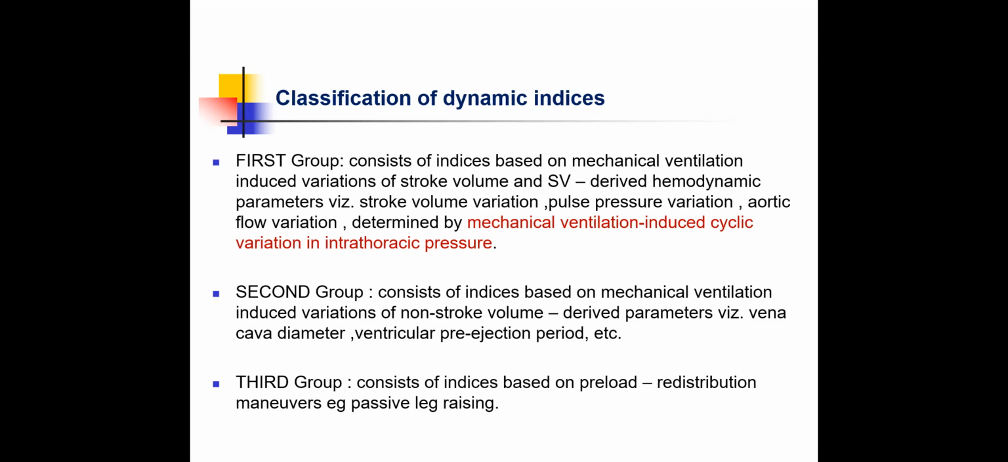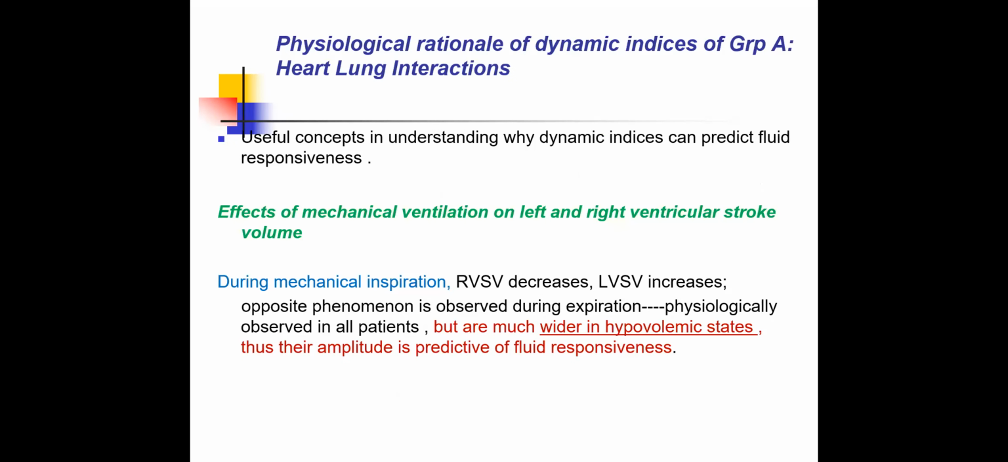Let us deal with them one by one. Physiological rationale of dynamic indices of group A, that is heart-lung interactions. Useful concepts in understanding why dynamic indices can predict fluid responsiveness: effects of mechanical ventilation on left and right ventricular stroke volume.